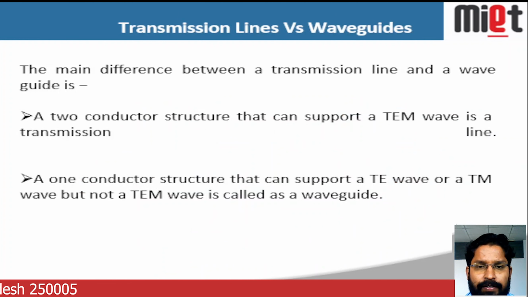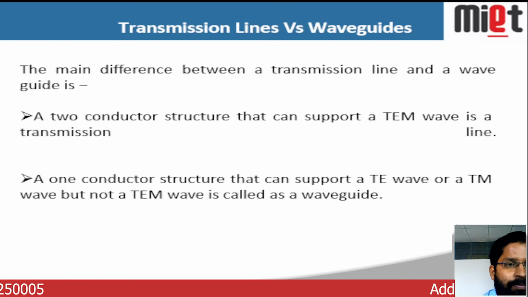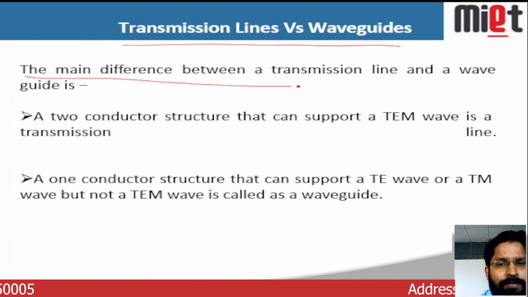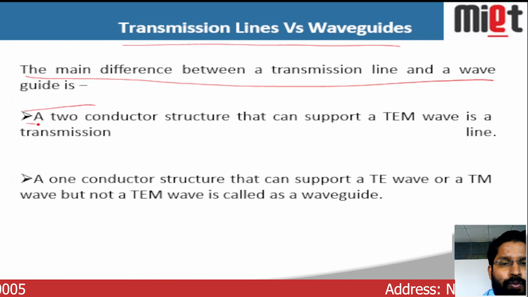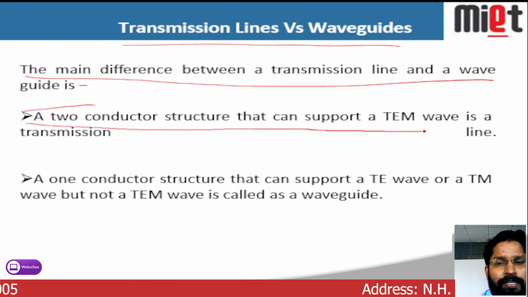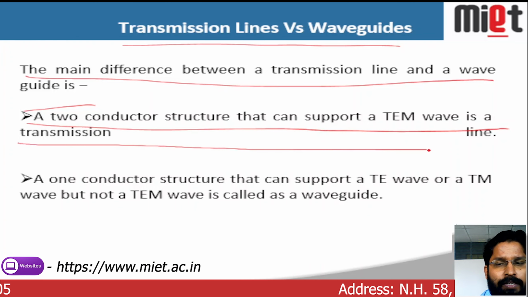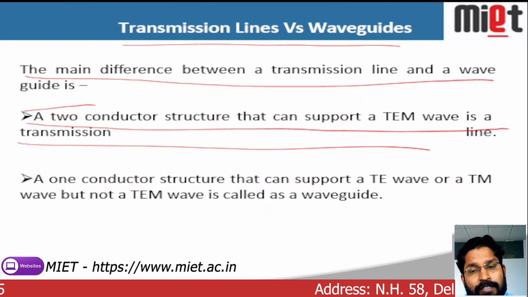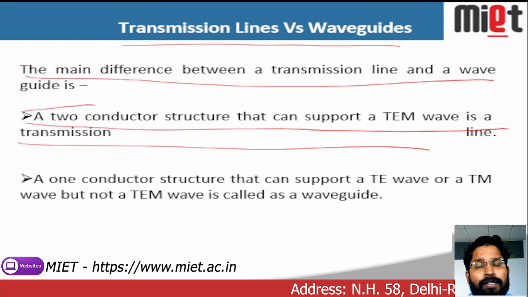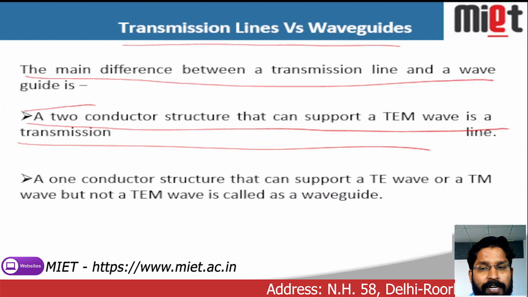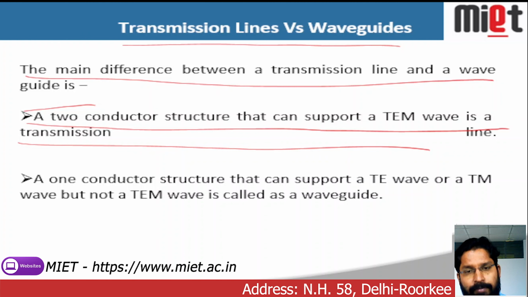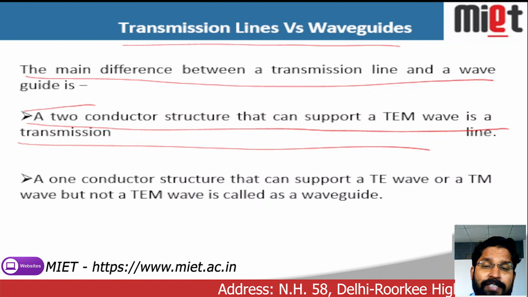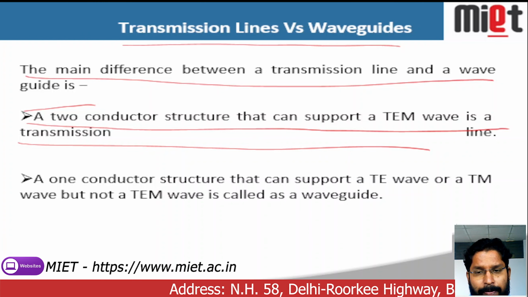Transmission line versus waveguide. What is the main difference between the transmission line and the waveguide? A two conductor structure that supports the TEM wave is a transmission line. It means a transmission line consists of two conducting layers, but a waveguide is designed with the whole structure made of conducting material.